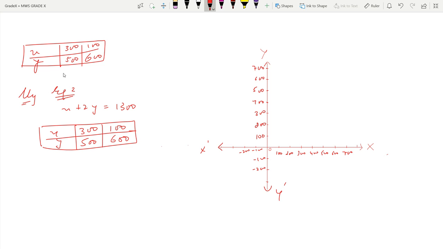Now x is 300, y is 500. Then again x is 100 and y is 600. And these are the points for the next equation also. Let us join this.